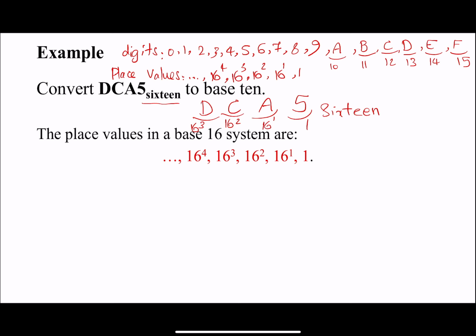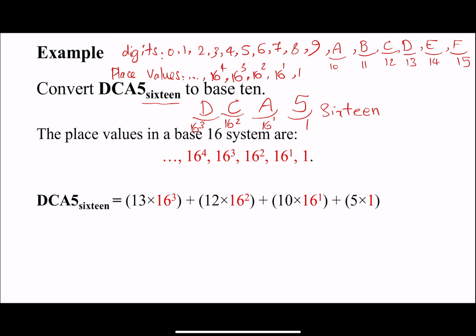Now multiply each digit by its place value. D is 13, so 13 times its place value, 16 to the third power, plus C. Digit C is 12, so it's 12 times 16 squared. Add it to the next one, A. A is 10, so 10 times its place value, 16, plus this digit, 5 times its place value, 1. Now add the results. It's 56,485. We converted the base 16 numeral to a base 10 numeral.